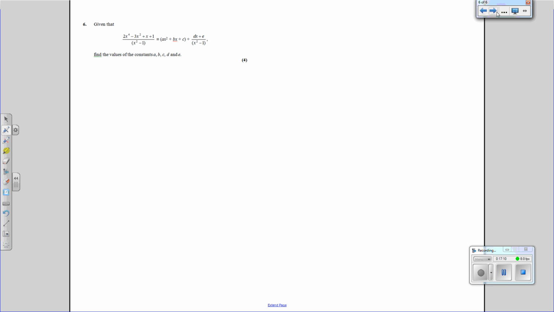Last one, 4 marks. You've been given that this is identical to this; find the values of a, b, c, d, and e. So you've got to write this as that. This is an improper fraction. There are 2 things that give the game away.